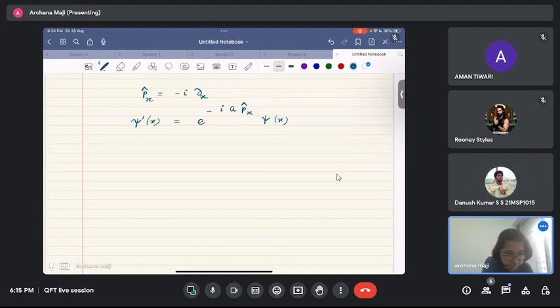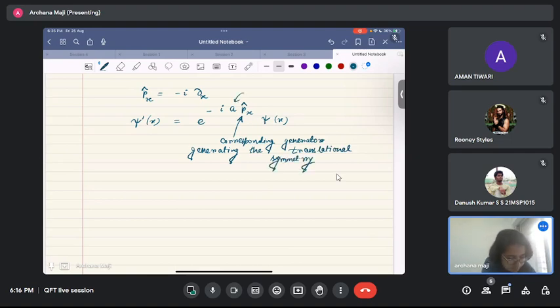Yes, ma'am. Okay. So this is the corresponding generator, generating the translation, the translational symmetry. And this is the parameter, the amount by which this translation has been done.